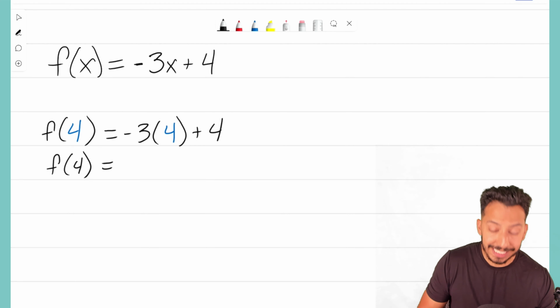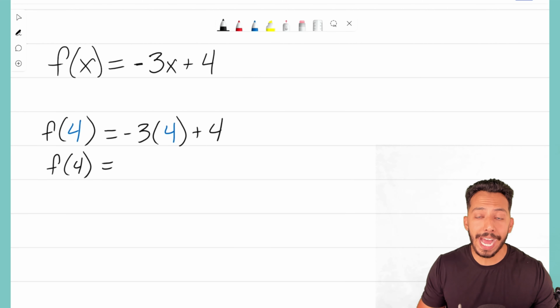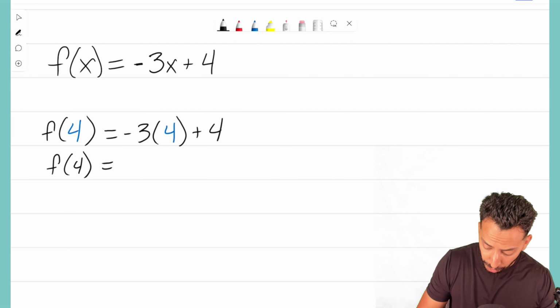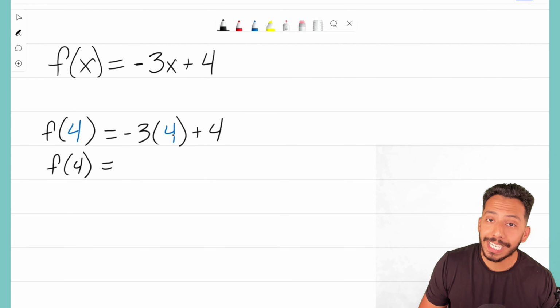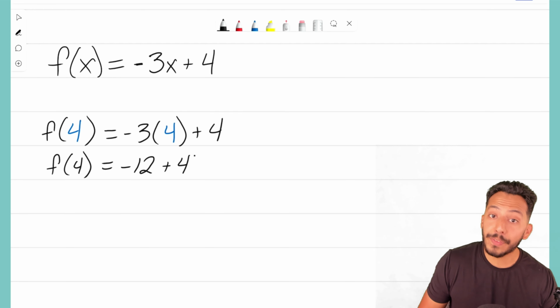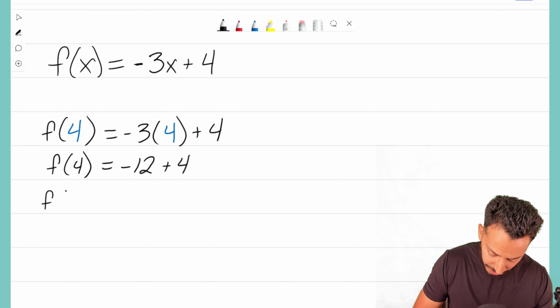What this is telling us is we have our function f, and we've plugged in 4 as the input. What is that output going to be now? We'll find out together. So let's look. I have negative 3 times 4. That will become negative 12. Still bringing down that plus 4 because I still need to use that. We're going to go to the next step now.